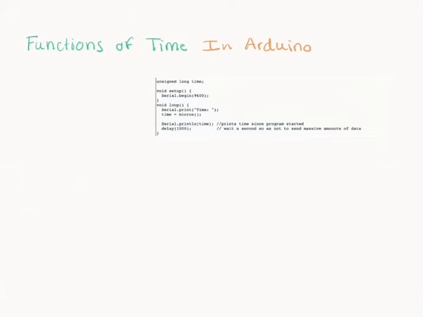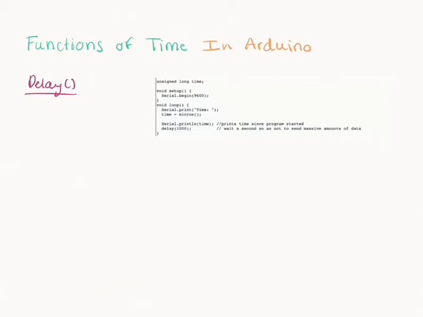This video is going to be fairly short, but it's going to be on functions of time, which are very important to use correctly in your Arduino programs. First we're going to cover delay, and then we're going to talk about the delayMicroseconds function, then the micros function, and finally the millis function before concluding the video. So without further ado, let's get started by talking about the delay function.